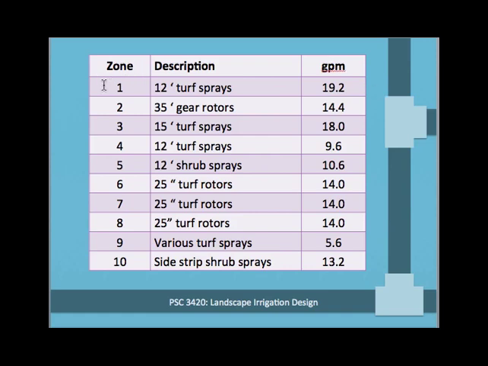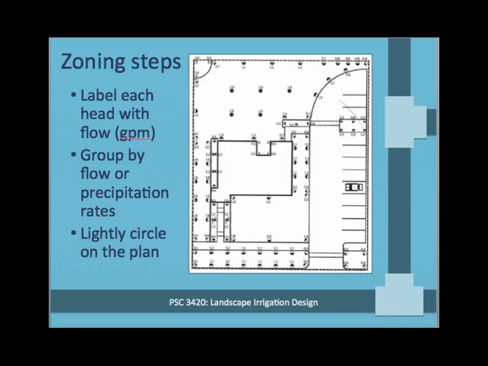So in zone 1, there are 12-foot turf sprays, and the total flow required for them is 19.2 gallons per minute. Oops, sorry. And you can see as you go through these different zones that they have set up, they range anywhere from a low of about 5.6 GPM, which are various turf sprays, I'll point those out on the next image, to that high of about 19.2 GPM. And so a wide variety there in terms of flow rate.